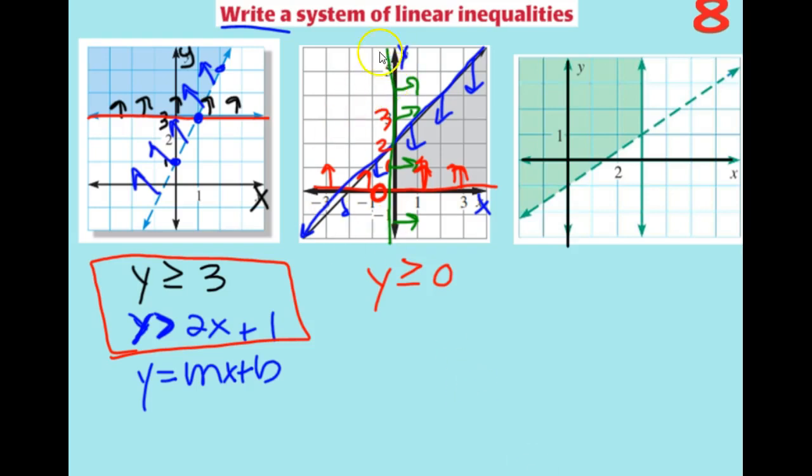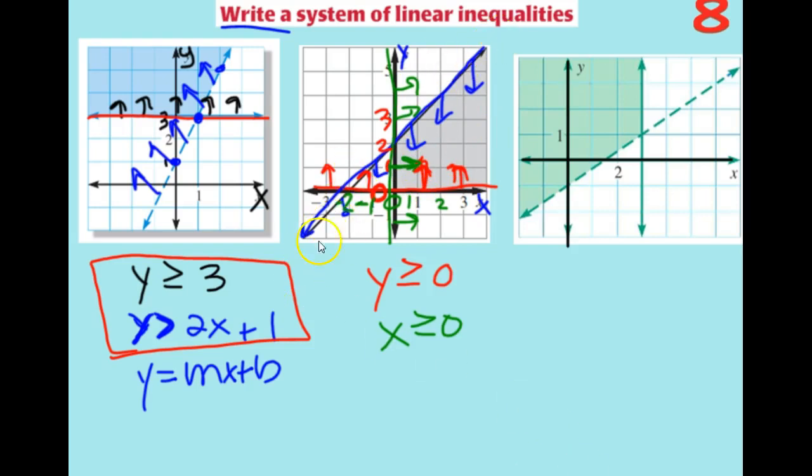This green one cuts through the x-axis also at 0. It's a solid line there, so it's equal to, but to the right, instead of less than to the negatives to the left, we have positives to the right. So we're greater than or equal to 0 here as well. So meaning everything's in this positive side so far, the red and the green.